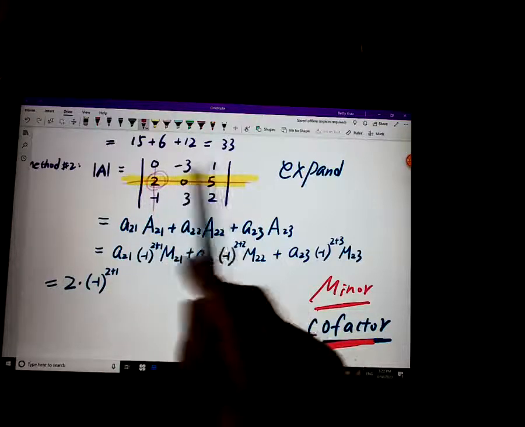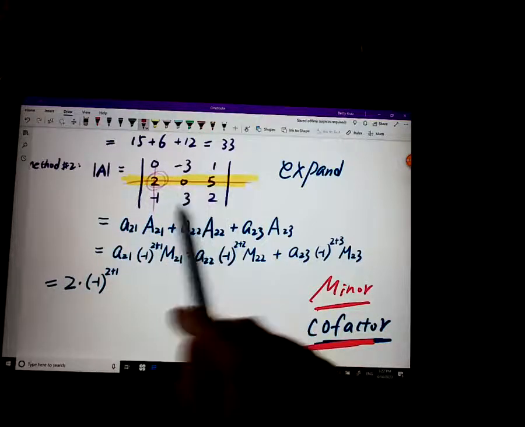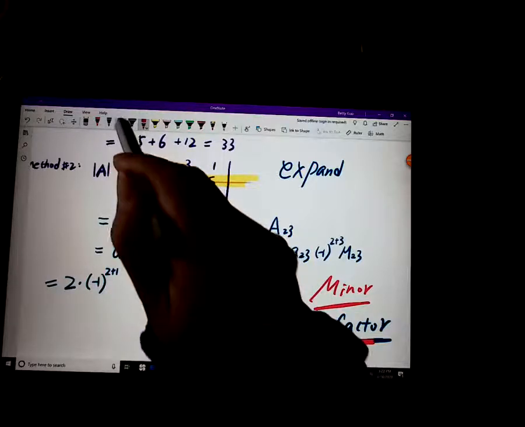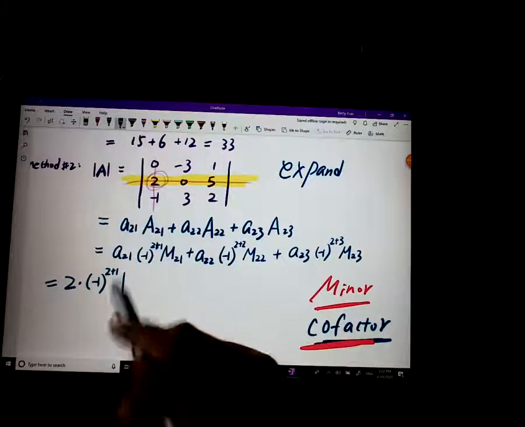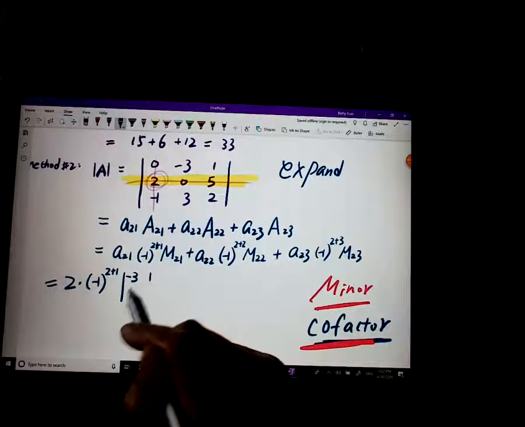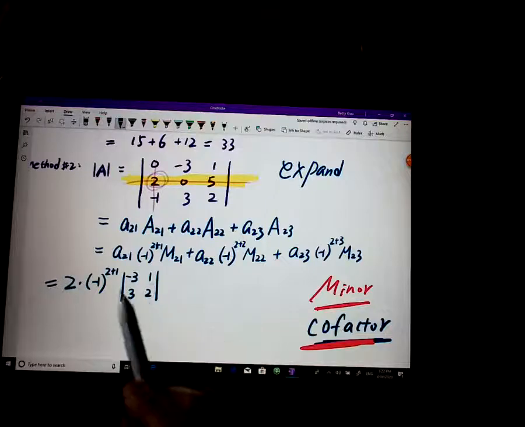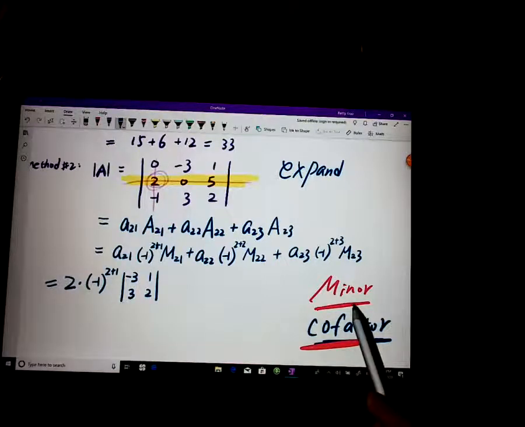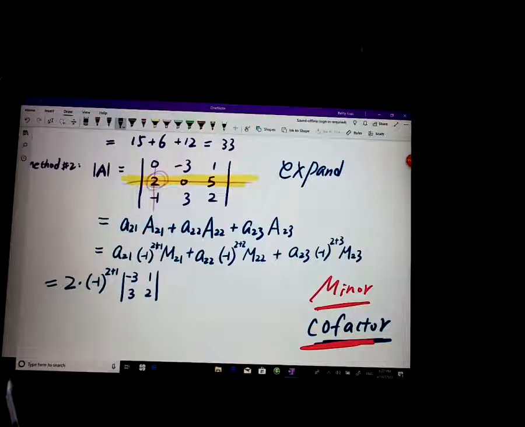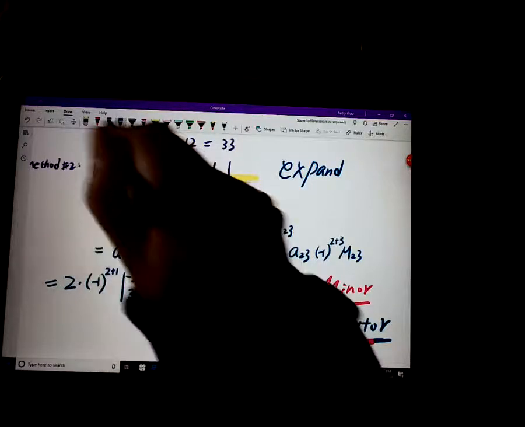And the rest of the entries, you have 4 entries left, right? -3, 1, 3, 2. Keep the order of the 4 entries. You have a 2 by 2 determinant: -3, 1, 3, 2. This 2 by 2 determinant is the minor of the entry 2. Is that clear? Okay, let's keep going.